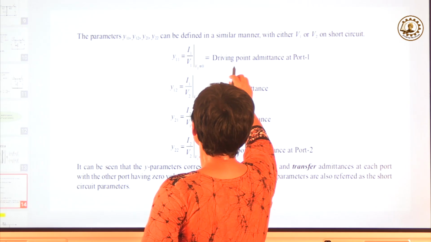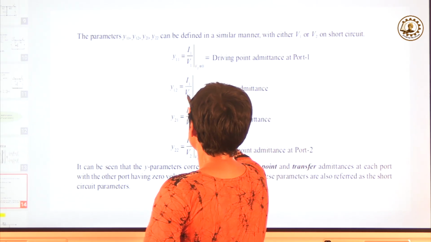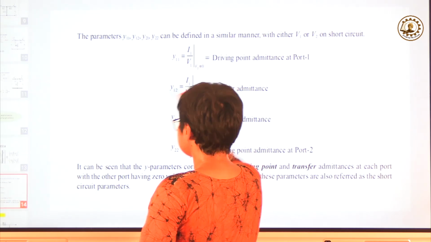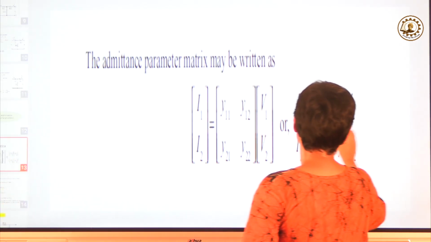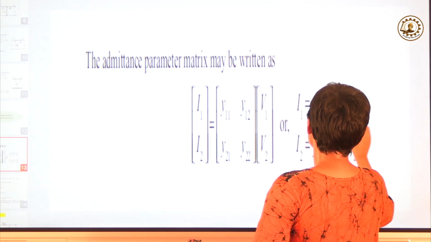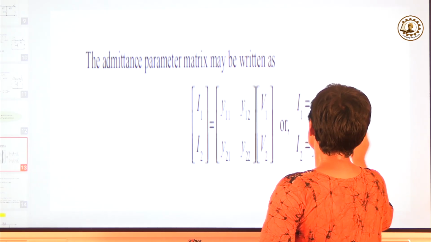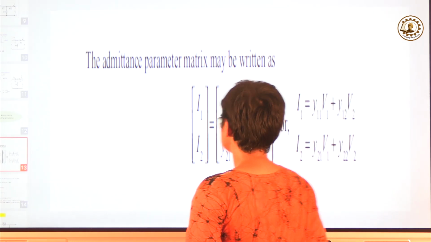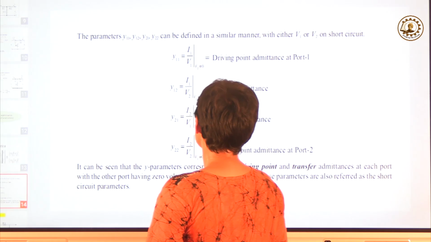So the name of this is driving point admittance at port 1. Similarly for Y12 we will get I1 by V2 with V1 equals to 0. If we make this part 0, then we will be left with Y12. So similarly the rest can be found.